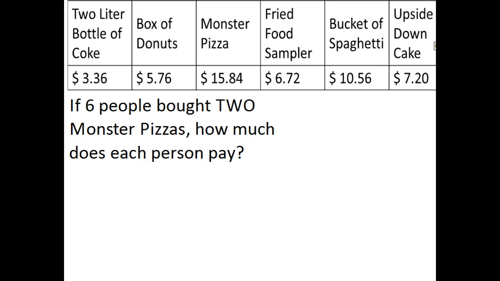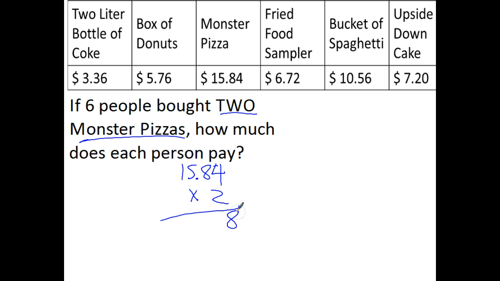Taking a step up, because now normally when people go out to eat, they don't buy just one thing. So we got 6 people going out. They're buying 2 monster pizzas this time, and then they're going to split it up. So I need to find the total cost first. So I'm going to take the $15.84 and multiply it times 2. I also could have done 1584 plus 1584.